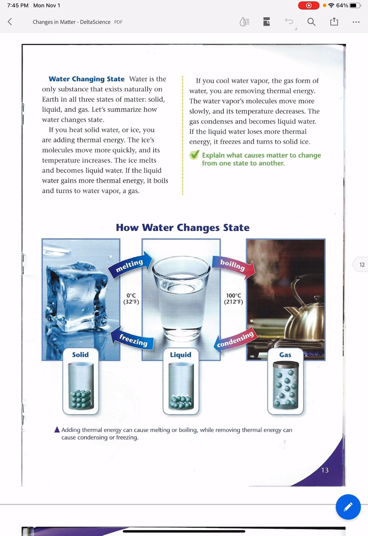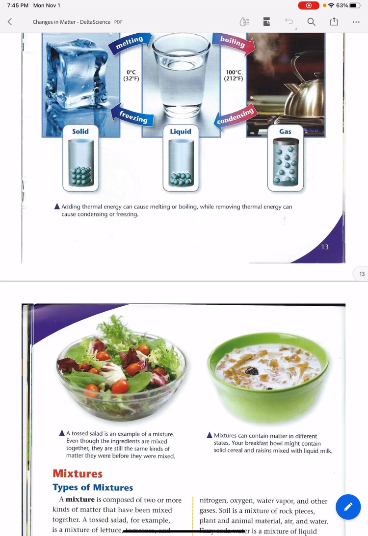Ice melting, water boiling, water vapor condensing, water freezing: solid, liquid, gas. Adding thermal energy can cause melting or boiling, while removing thermal energy can cause condensing or freezing.